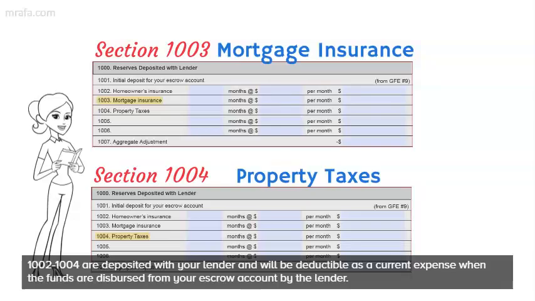And of course, once the escrow account disburses all these charges to the third parties, like the homeowners insurance company, the mortgage insurance company, and the government to pay for your property taxes, that's when you can deduct that for the year.